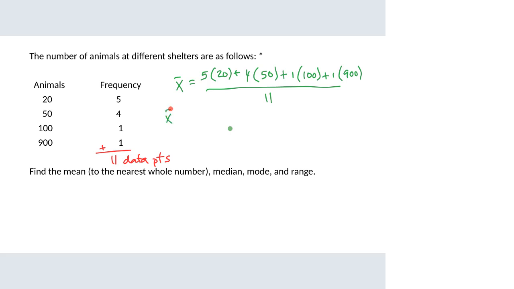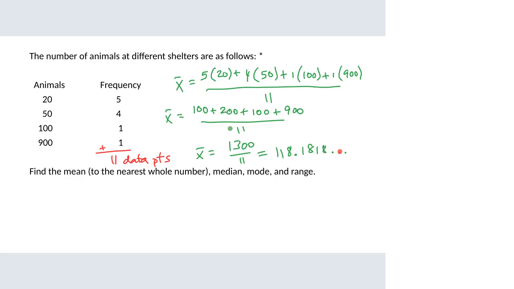All right. So to find our mean, 5 times 20 is 100. 4 times 50 is 200. 1 times 100, 1 times 900, all divided by 11. And now I need to add those together. Let's see. 100 plus 200 plus 100 plus 900 is 1,300 divided by 11. And I get 118.18181818.